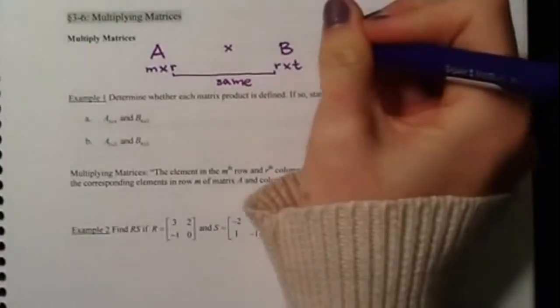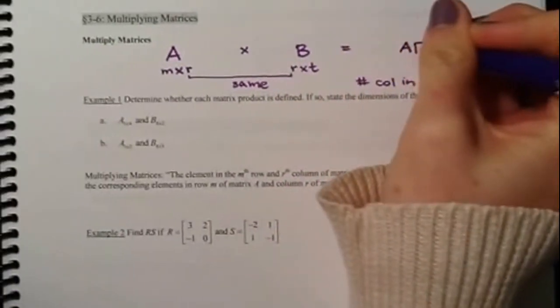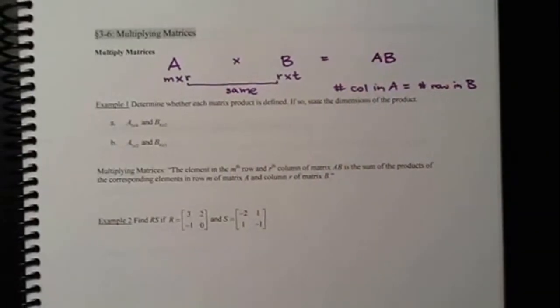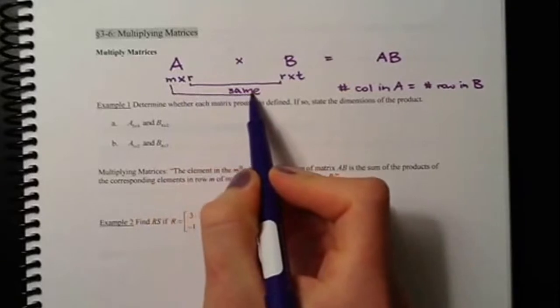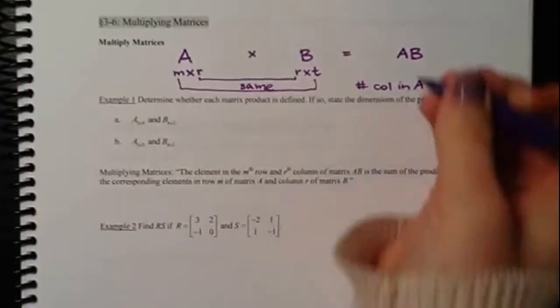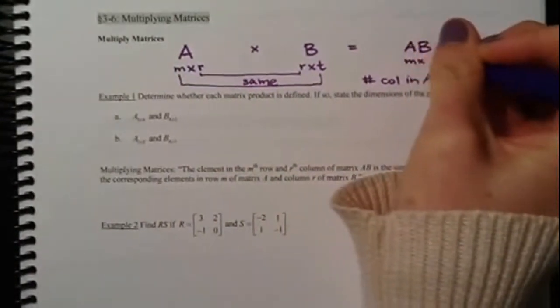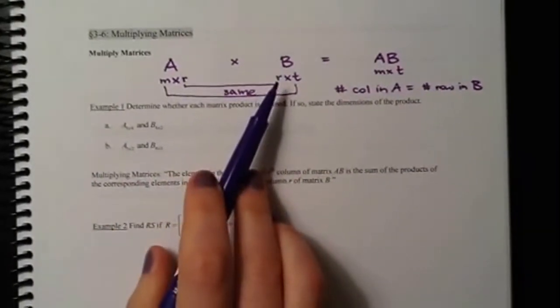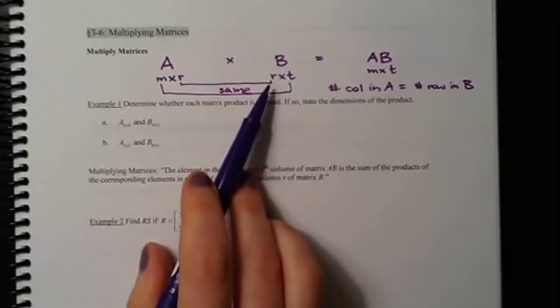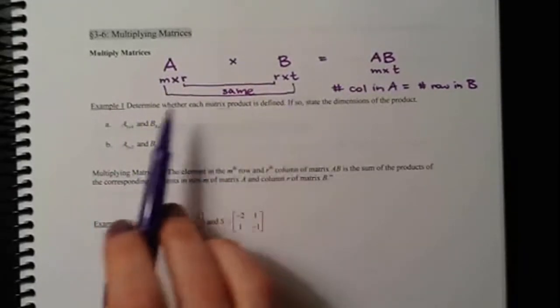What ends up happening is you get a new matrix, and that matrix we just call capital A, capital B. The new matrix is going to be an M by T matrix. So the way that works is these inside dimensions have to match up. If they do, you can multiply them, and the new dimensions are the outside two dimensions.